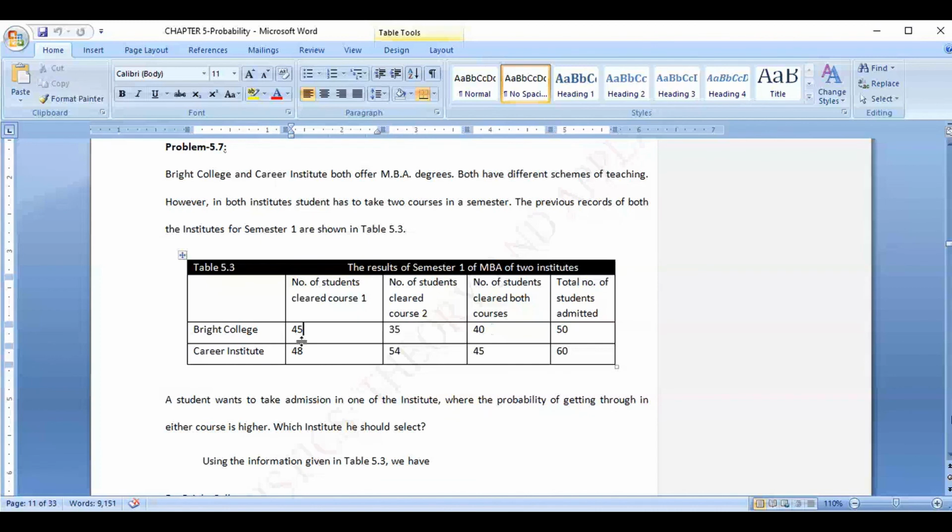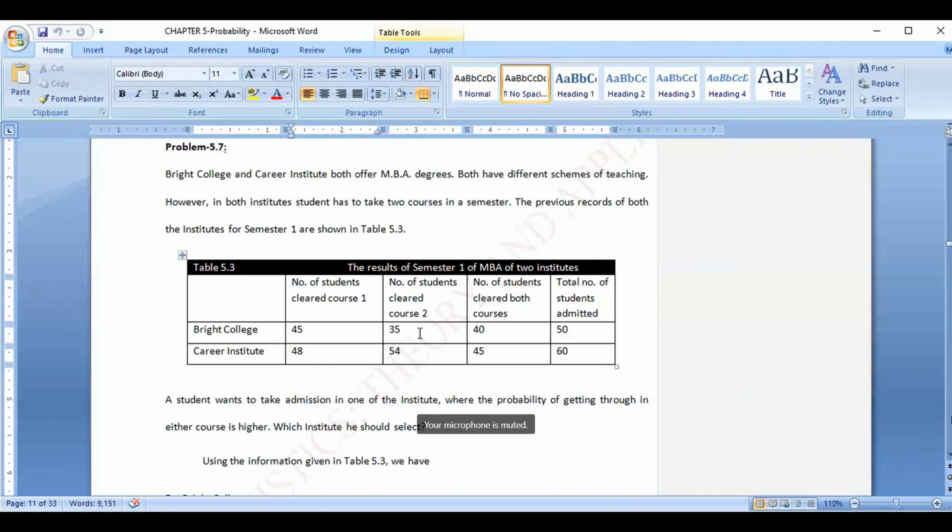You understand that out of 60, 48 people selected course 1, 54 people selected course 2, and 45 selected both. Many times what people do is take the sum of these, and the sum will not be equal to this one. Try to understand the table first. It's very important here.